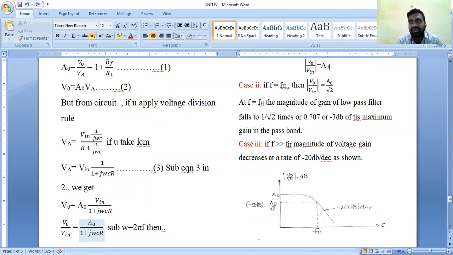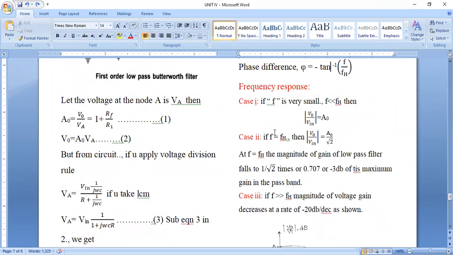If we analyze the frequency response curve, it is analyzed in three aspects. First, where the applied frequency is very small, much below the higher cutoff frequency, the magnitude of the transfer function, output with respect to input, is equal to the gain A naught. That means the voltage gain remains constant for these lower frequencies.